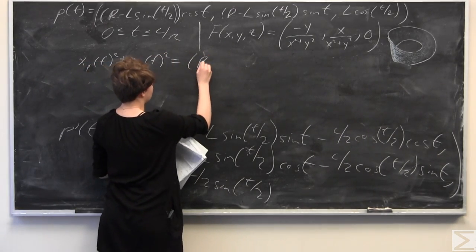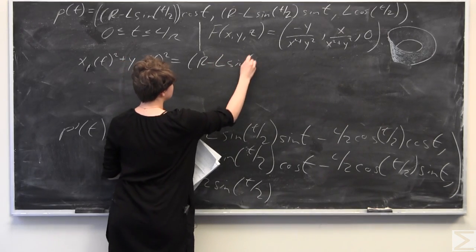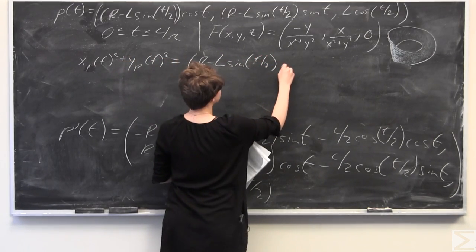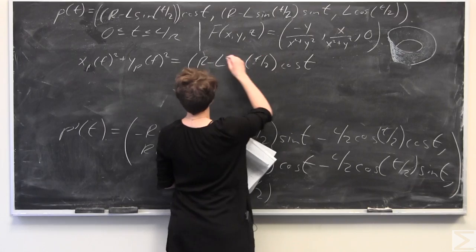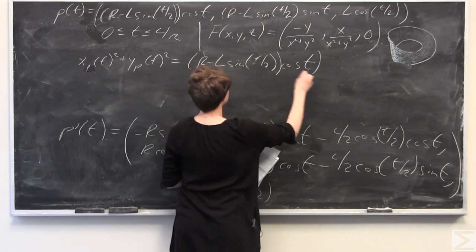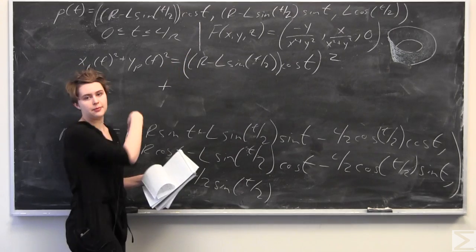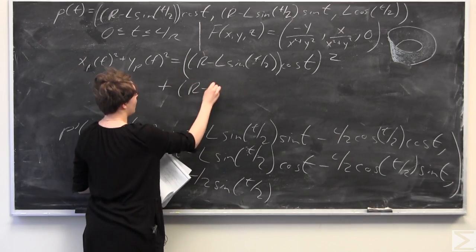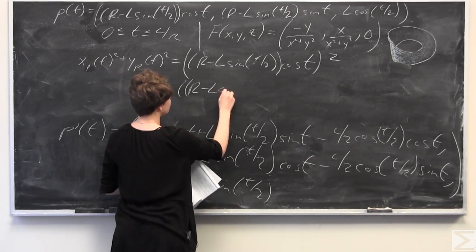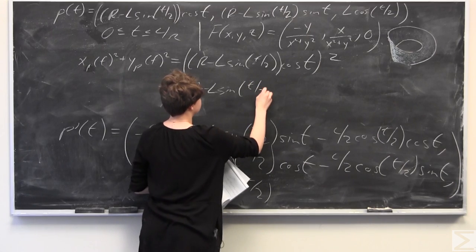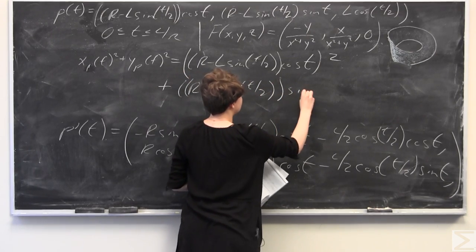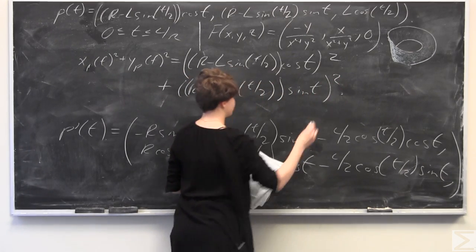So we're going to square the first component function. So you're going to have (r minus L sine of t over 2 cosine t) all squared, plus the second component, which is (r minus L sine t over 2 sine t) all squared.